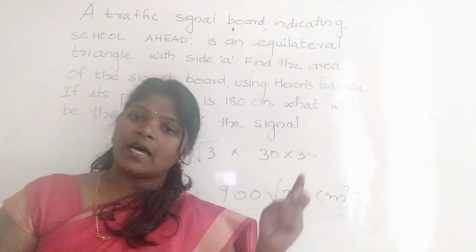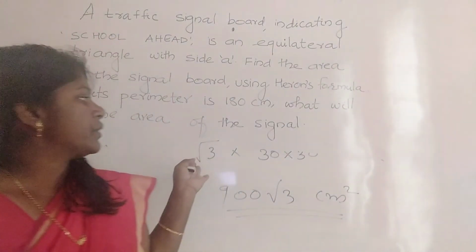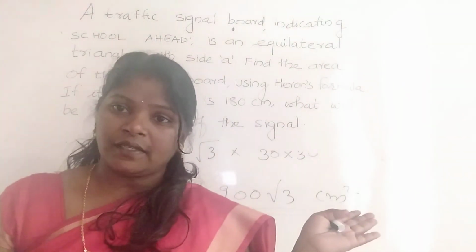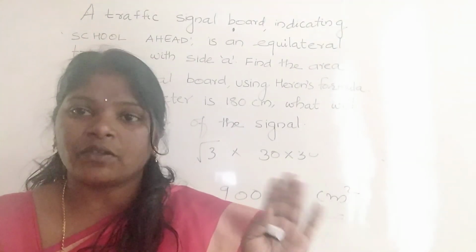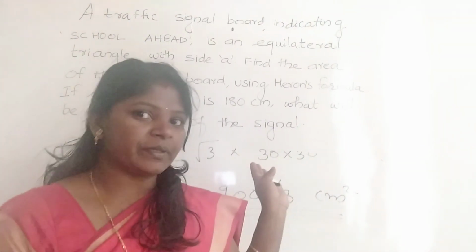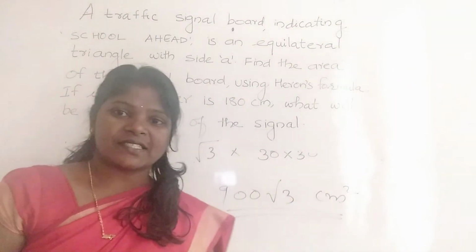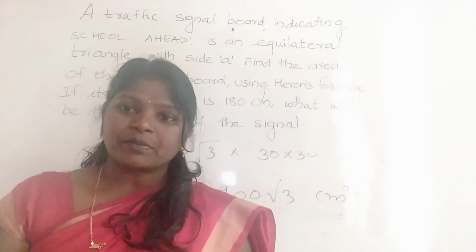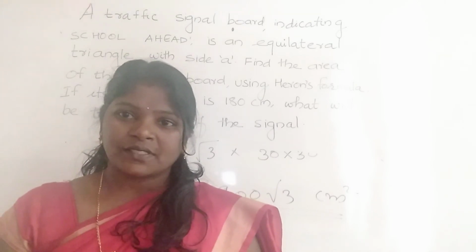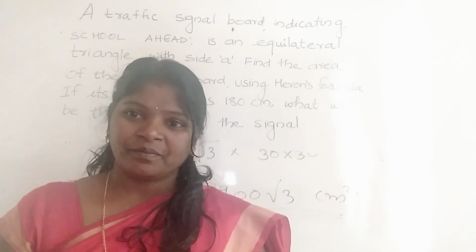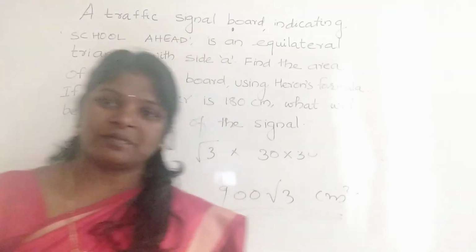Did you understand? And we can derive an equation for the equilateral triangle. We can derive an equation to find the area of an equilateral triangle by using Heron's formula. After this we will discuss that. I think you got the concept clearly. Okay. Shall we move to the other section? Okay, thank you.